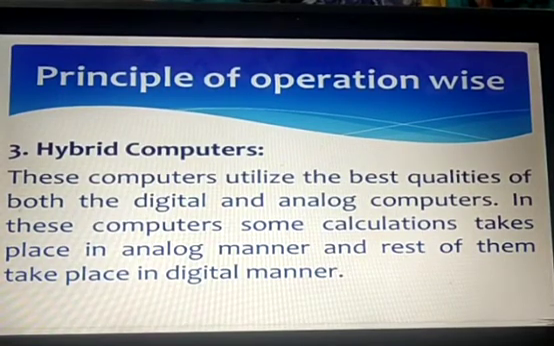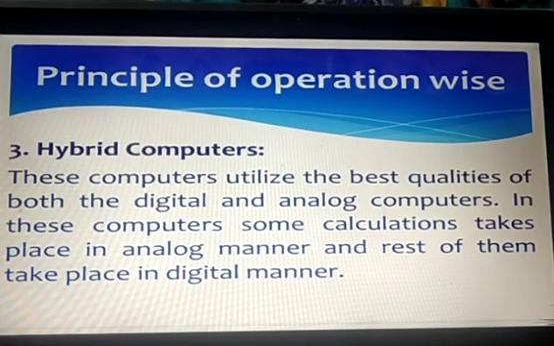As you learned, analog and hybrid computers perform specialized tasks, but digital computers are used almost everywhere in business and scientific applications. So let's discuss the types of digital computers.